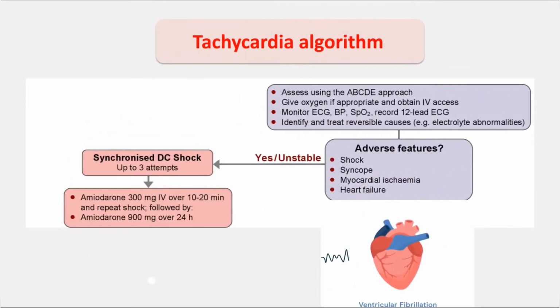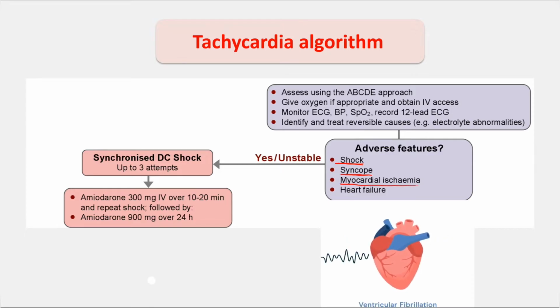So let's look at this initially. As we said, you have to do ABCD. If there is an adverse feature like shock, it means the patient has low blood pressure plus cold periphery and is anxious, and they have increased capillary refill time of more than 2 seconds. This is shock. Or the patient is having syncope, transient loss of consciousness, repeated syncope, and the patient is having full recovery after that.